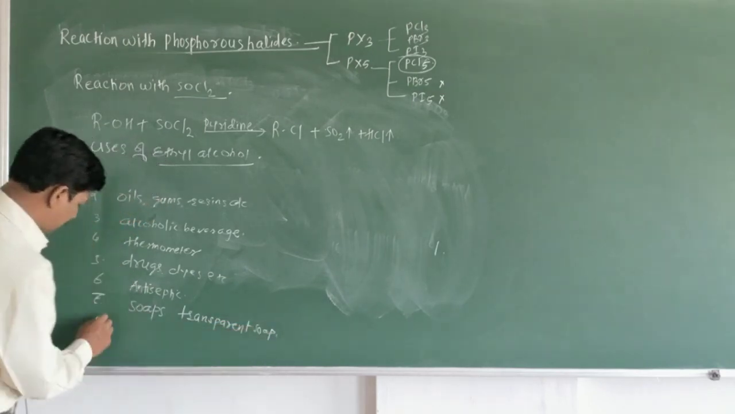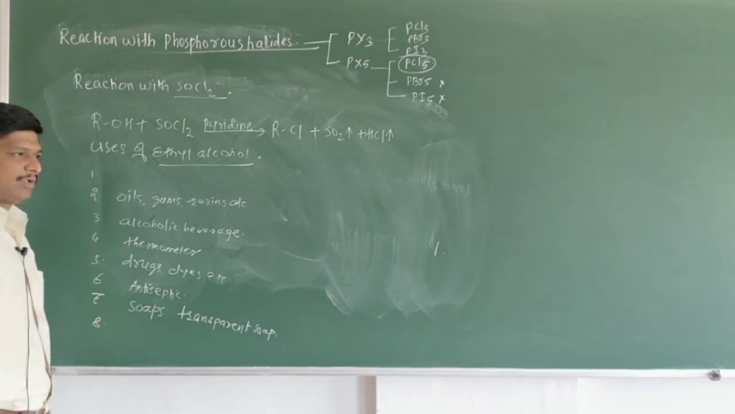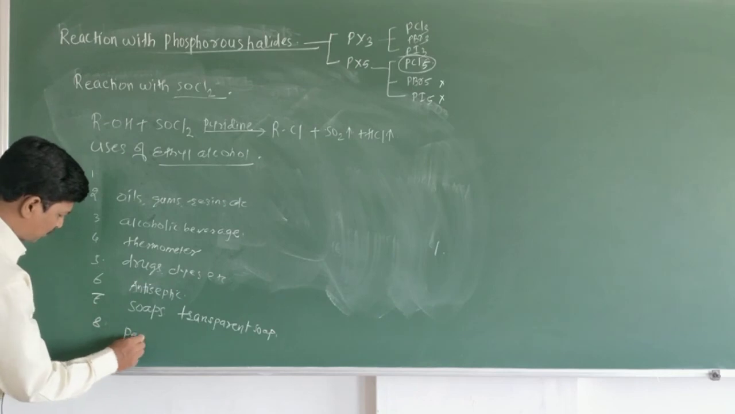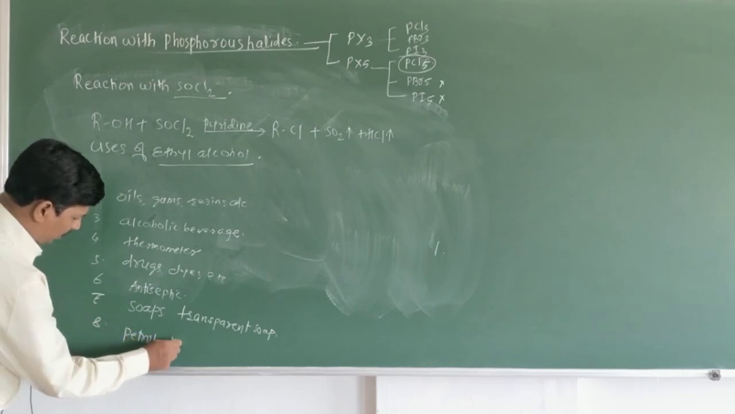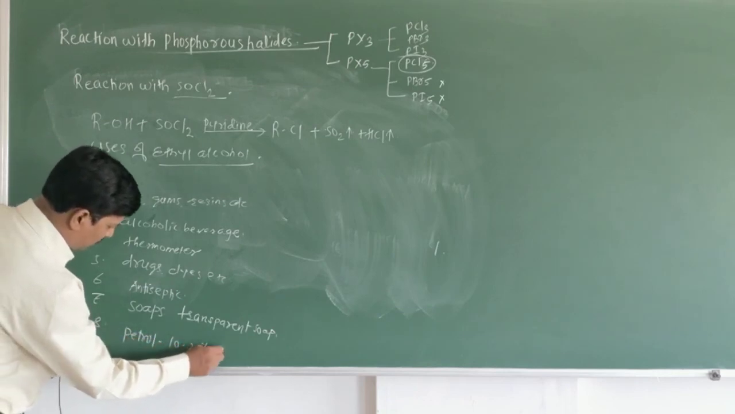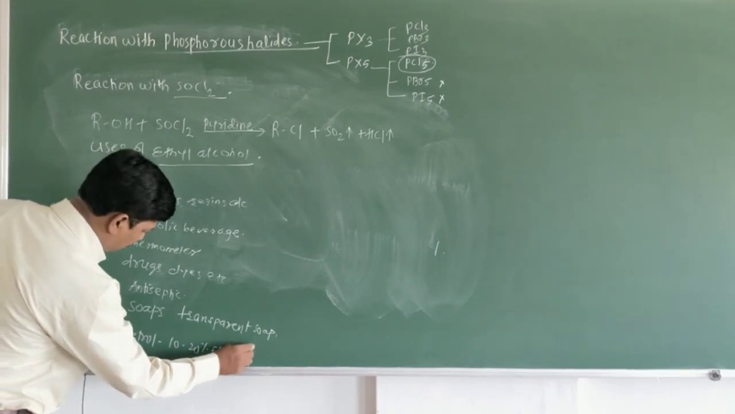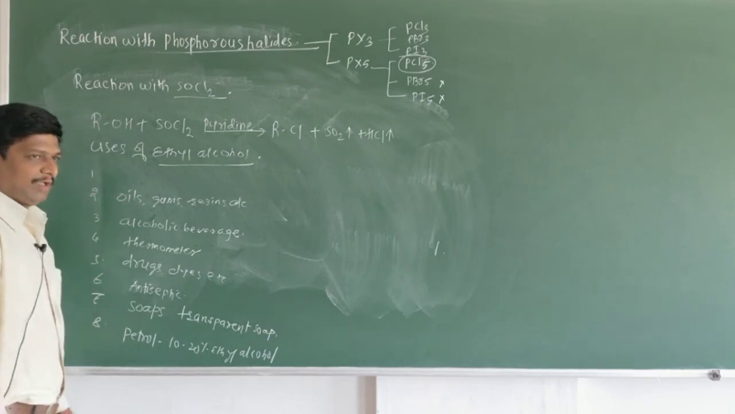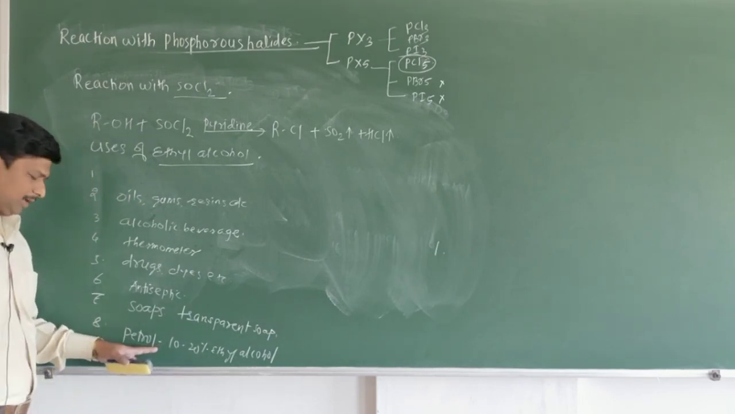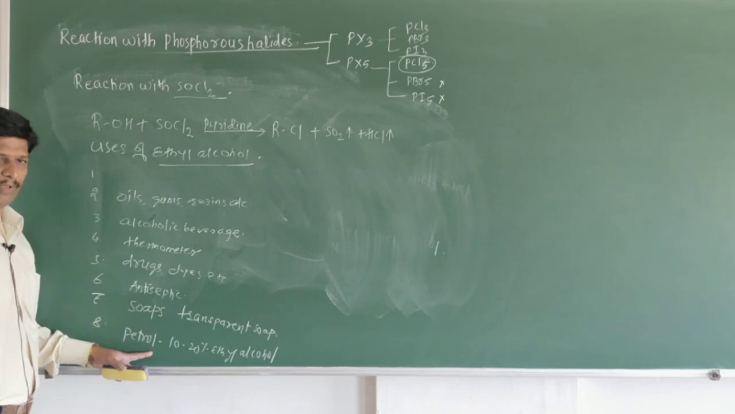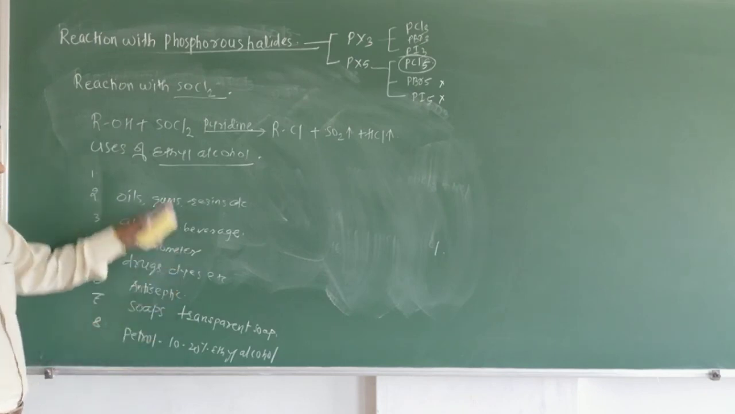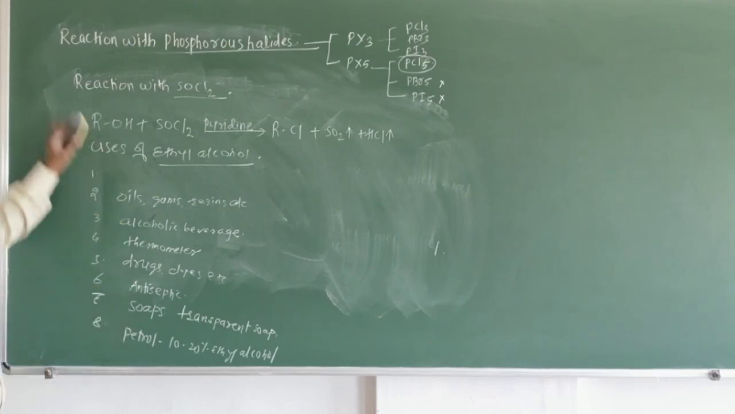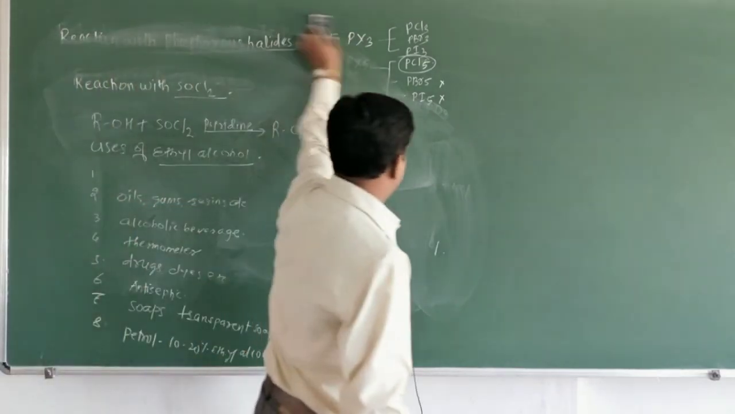Then the next use is that ethyl alcohol is used as a substitute for petrol. 10 to 20% ethyl alcohol, when mixed in petrol, acts as a good substitute for petrol. Okay, so in this way we have seen 7 to 8 uses. So this finishes the alcohols.